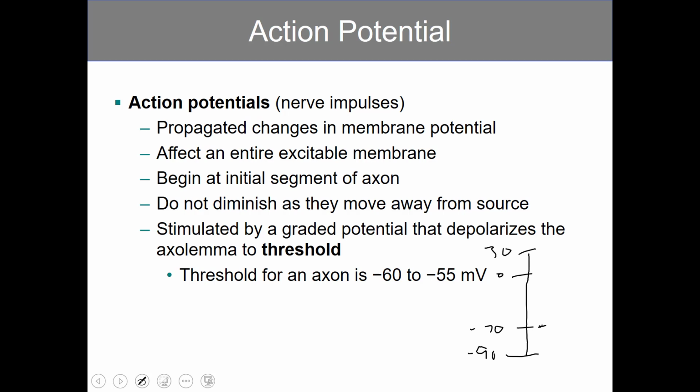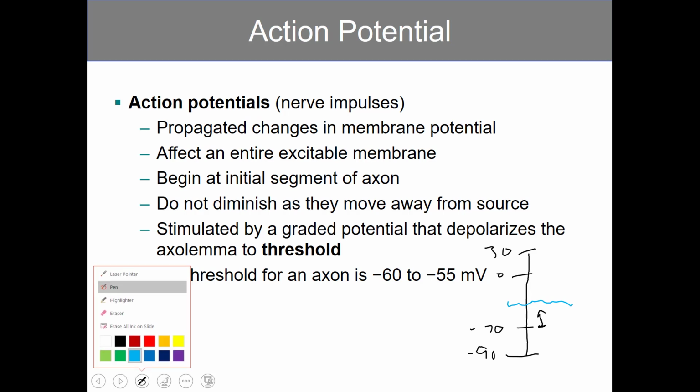Rest is identified at negative 70, and a graded potential, if it's strong enough, and by strong I mean 10 to 15 millivolts, so if you go from negative 70 to negative 60 or negative 55, you reach this sort of magical line that we call threshold. And if the graded potential is strong enough to reach threshold, that graded potential will be converted to an action potential.